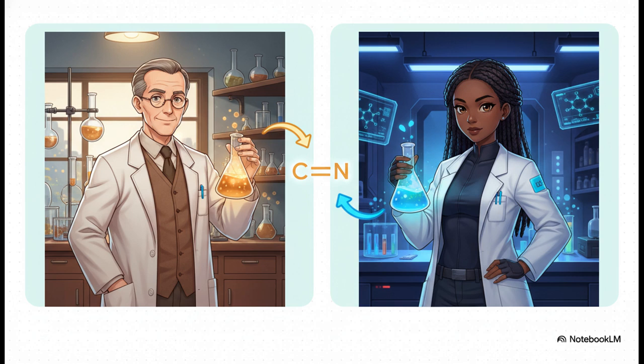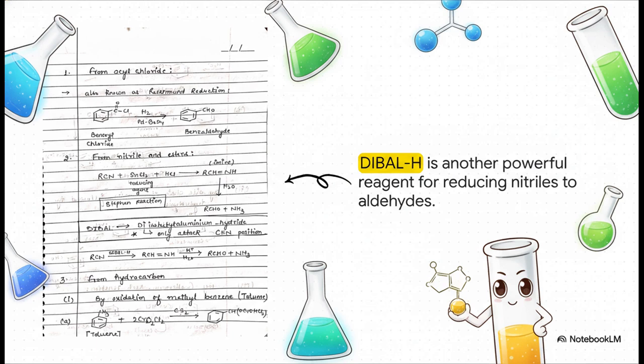There's a more modern approach that uses a different reducing agent, which gives chemists a bit more flexibility. And that brings us to this other popular reagent, diisobutylaluminium hydride, or let's be real, we all just call it DIBAL-H. It does the exact same transformation. DIBAL-H reduces the nitrile to that imine, which then gets hydrolyzed to the aldehyde. It's just another powerful tool for the same job.